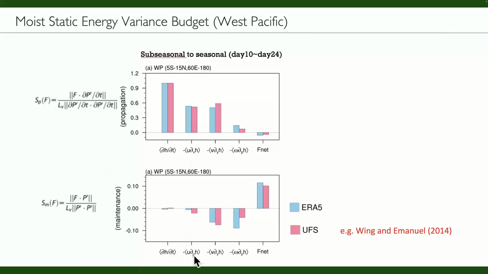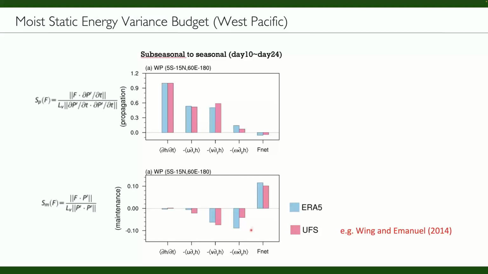And so each of the terms in the moist static energy budget is listed on the x-axis here. And you'll notice that we have a blue bar, which represents ERA5 estimate of the moist static energy variance budget, and a UFS estimate of the moist static energy variance budget. And we're using forecast periods of 10 to 24 days when looking at the UFS.